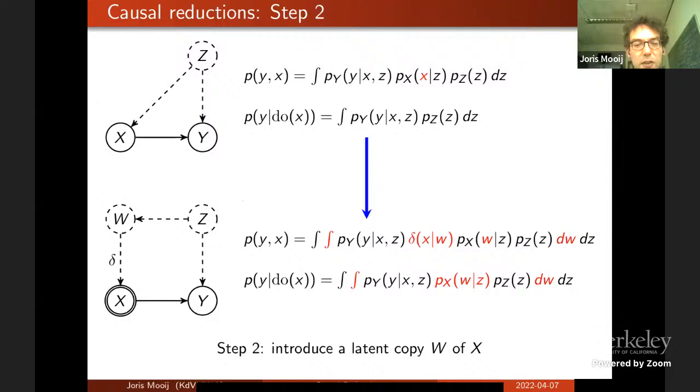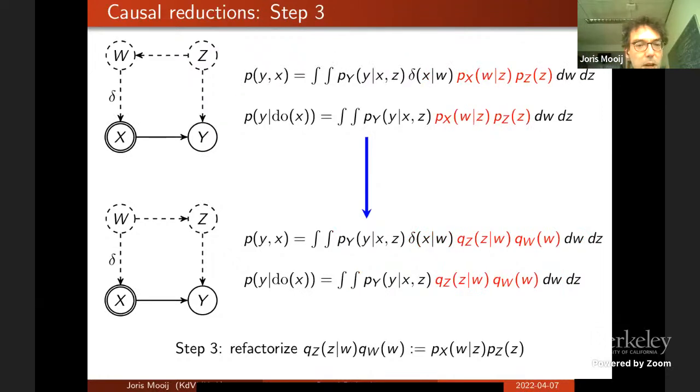The second step is that we introduce a latent copy w of x. So here we add this w variable between z and x. We assume it to be latent, and basically it must have the same value as x. So the distribution of x given w is just a point, a delta kernel. And so there's this deterministic relationship that I indicate in the graph by using these double circles. Because there's a double circle around x, it's a deterministic function of its parents.